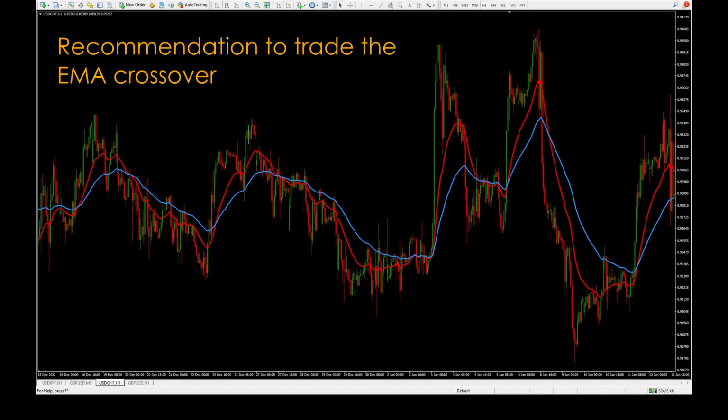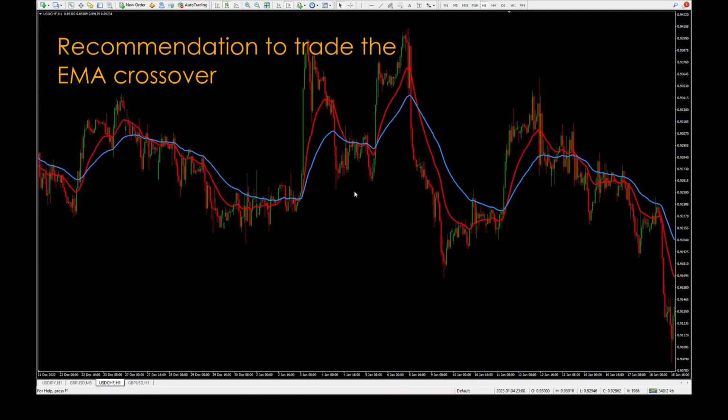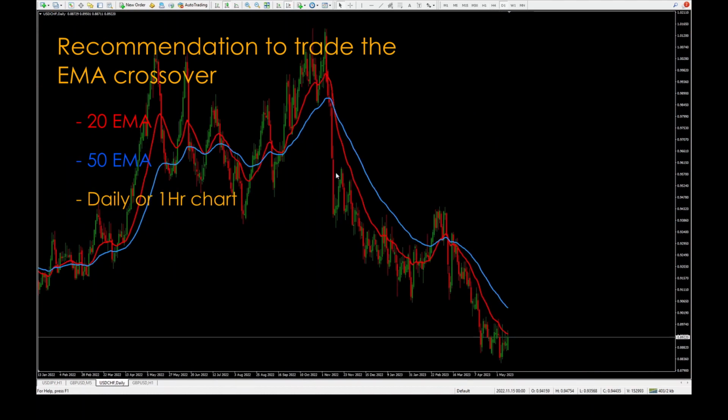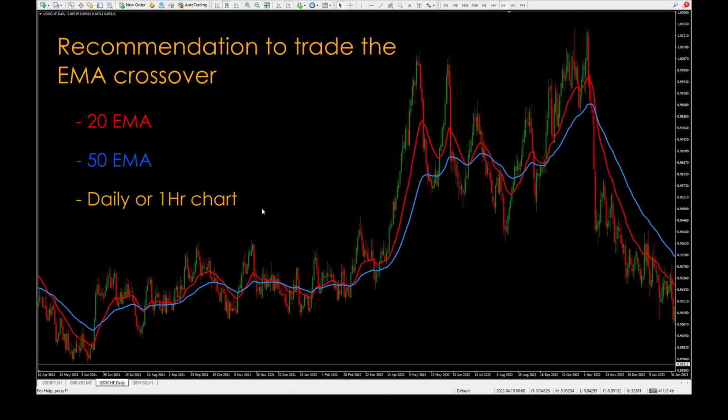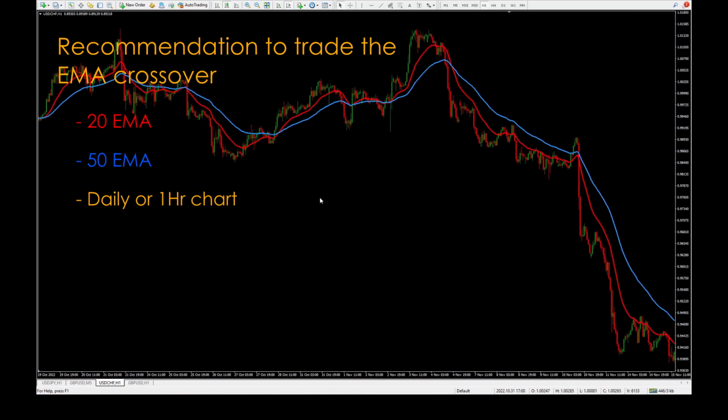Here's how I recommend trading the Exponential Moving Average Crossover strategy. First, focus on using two moving averages, such as the 20 period and 50 period, as these are often the most effective for generating timely signals. The next step is to choose a high time frame for your analysis. I recommend using the daily time frame for this strategy, as it provides a clear and consistent view of the market trends. However, if you prefer to use a lower time frame, you can use the 1-hour chart instead.